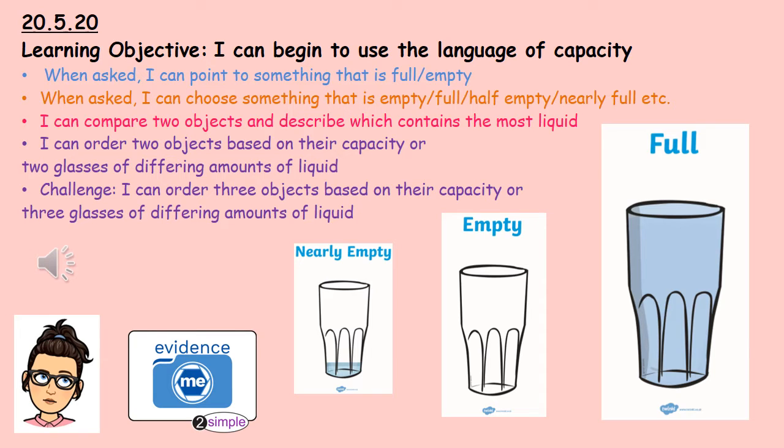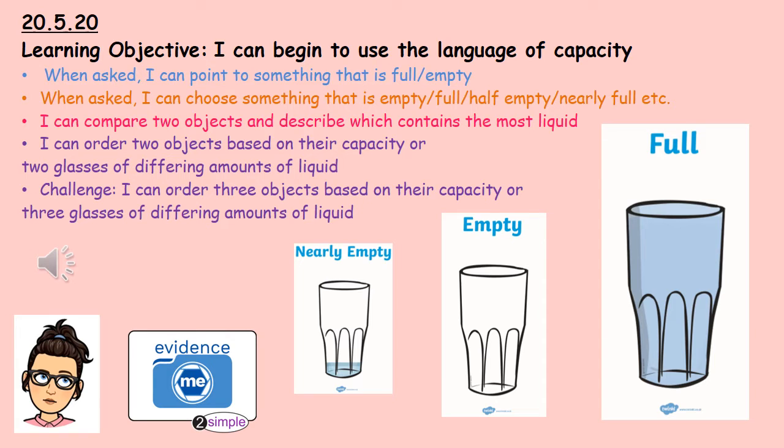Moving on from there, we will start to think about being able to choose something that is empty, full, half empty, nearly full. So at home you can get out some cups that you've got in your cupboard. With your grown-up you can fill these up with water to different heights, and then your grown-up can ask you, can you point to the one which is full? Can you point to the one that is half empty?